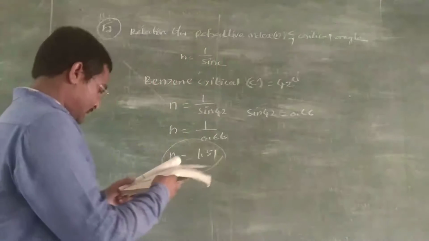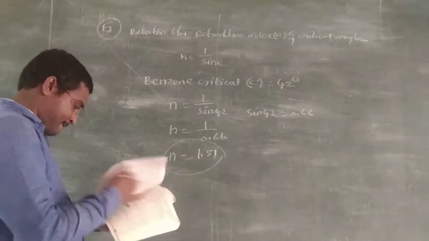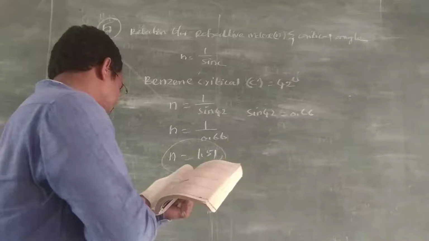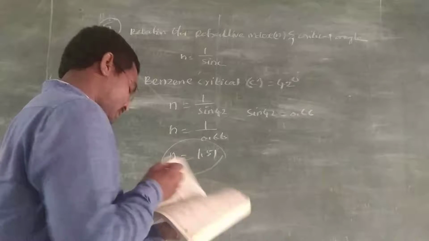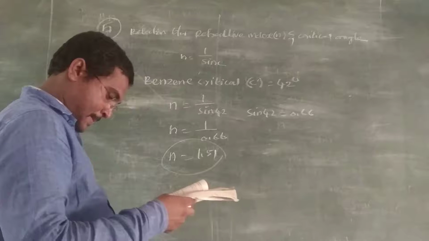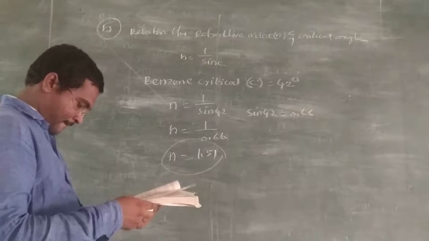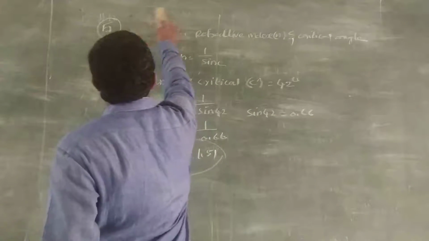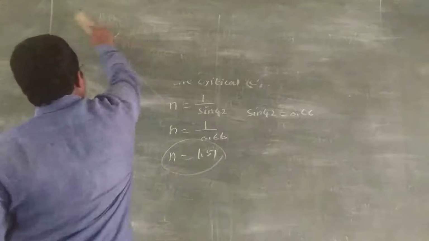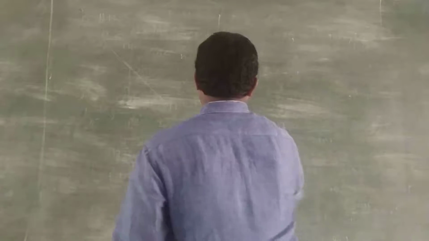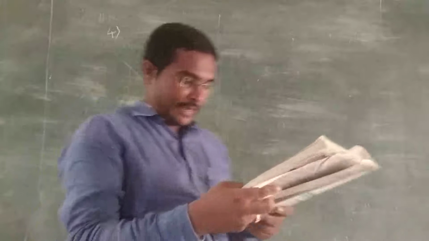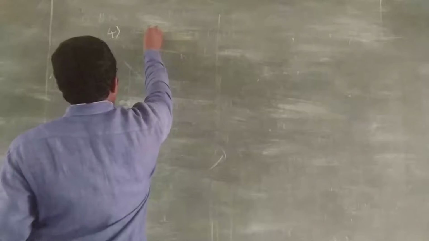And next one. Next problem is the fourth problem. Same, based on the same formula: refractive index is equal to 1 by sin c. So what is the fourth problem? The refractive index of water.